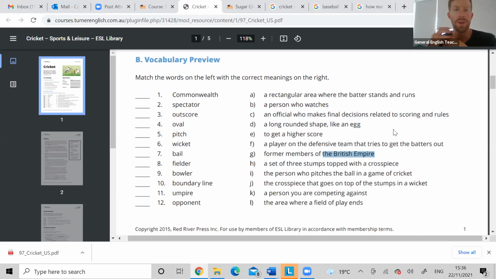So basically, in the 1800s, England was very greedy and it took over a lot of countries: India, Australia, America, Ireland as well, many countries, a lot of African countries. And when they finished the empire, it was over, they became called Commonwealth. That was the name.